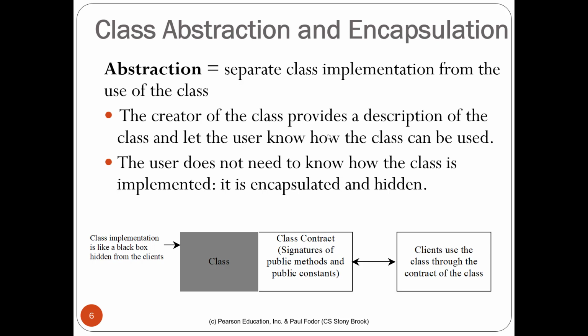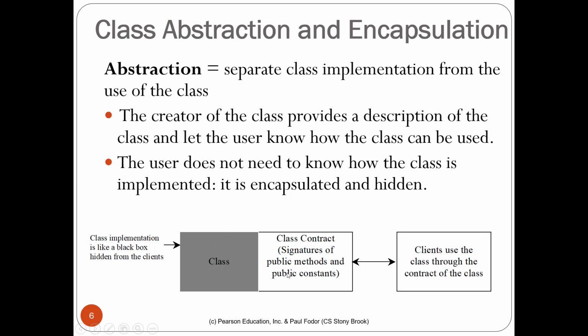Alright, so let me read these slides and see if I missed anything in my explanation. The class implementation is like a black box hidden from the clients. Clients means we who are using it. When we are creating a Random object, we are the clients. We are creating a Random object, and after that calling different methods.